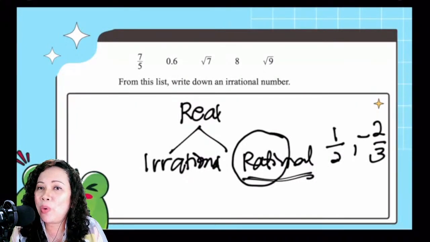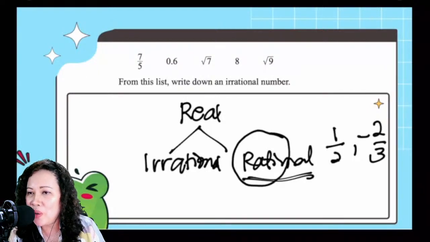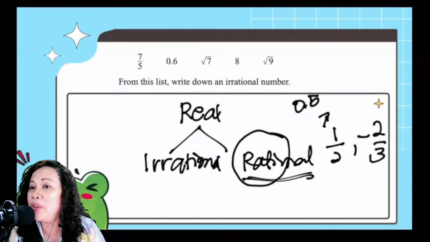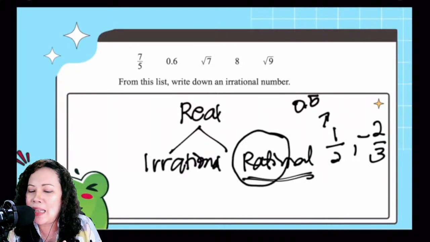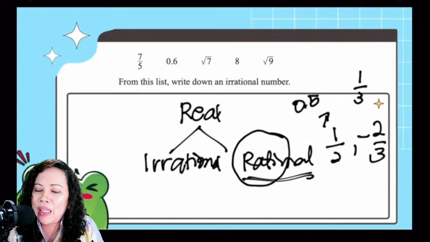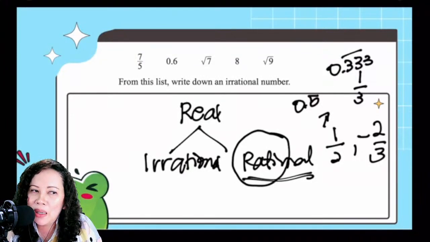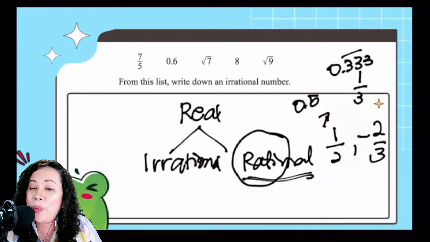So when we talk about a rational number, it can be expressed in the form of ratio: 1/2, negative 2/3. And if this is in decimal form, this is terminating, which is 0.5. When we say terminating, it ends there. Or if you have a 1/3, it's repeating. When we say repeating, it doesn't end. So those are rational numbers. These are numbers that can be expressed in ratio or fraction form, and if they are in decimal form, they are terminating or repeating.